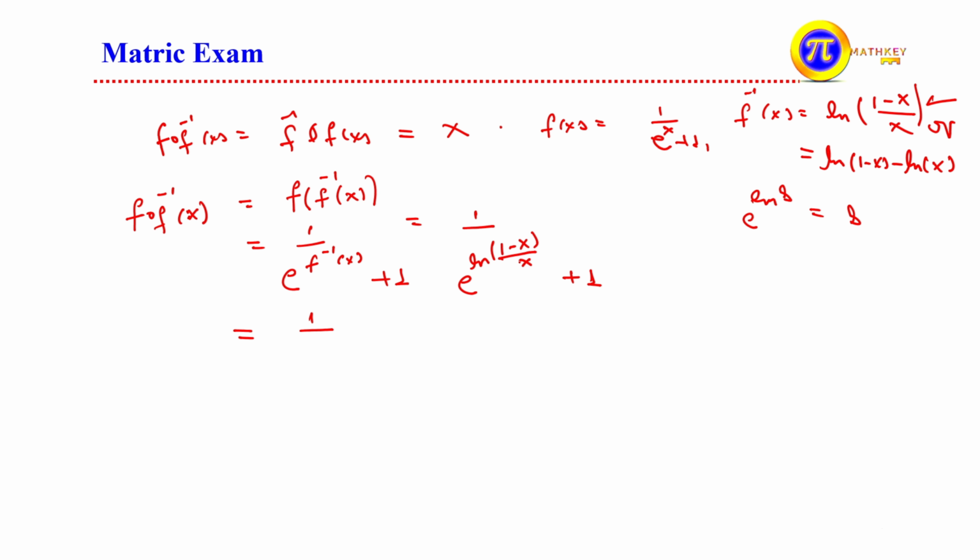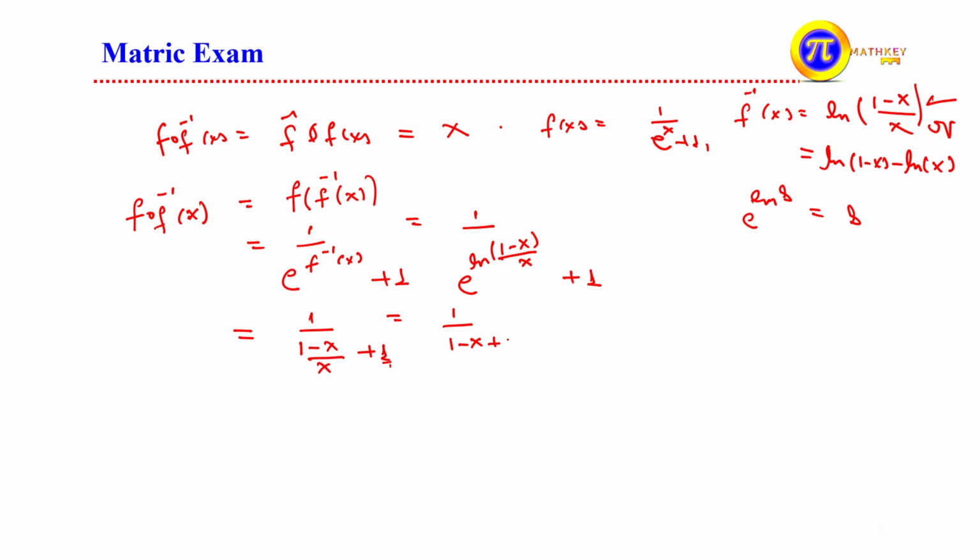e to the power of ln of (1 minus x over x) means 1 minus x over x, plus 1. Which is equal to 1 over what? Take the LCM for the denominator, that is x. 1 minus x over x, plus x over x.